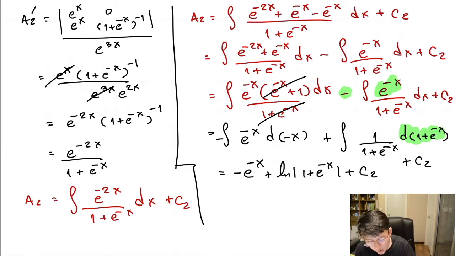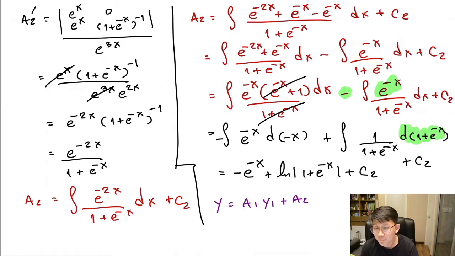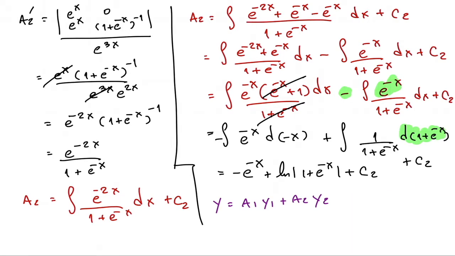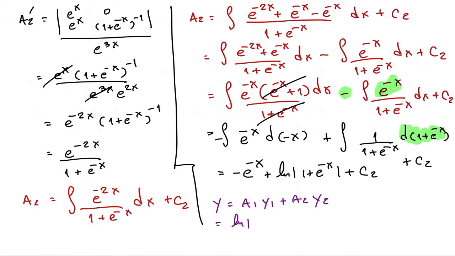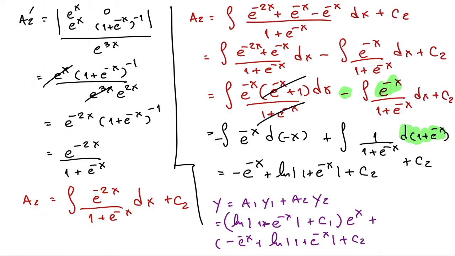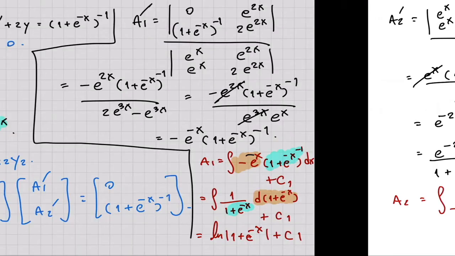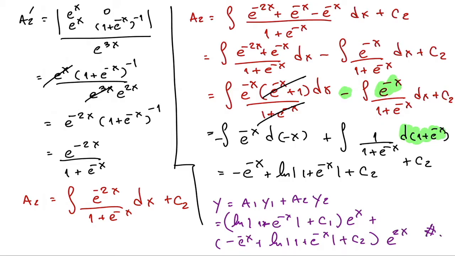So the solution y is a1 y1 plus a2 y2, which is, what is it? a1 is log of 1 plus e to the minus x plus c1, and y1 is e to the x, plus a2, which is minus e to the minus x plus log of 1 plus e to the minus x plus c2, and y2 is e to the 2x, and that's it. And that is the solution.